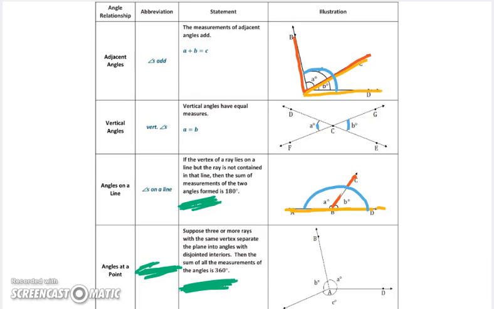Our last one here is angles on a point. Abbreviation, angles at a point. So again, I'm sorry, I forgot to tell you about angles on a line, the statement here. When we add those two angles together, we get 180 degrees. Okay, so let's suppose three or more rays with the same vertex. I'm going on to angles at a point. Suppose three or more rays with the same vertex separate the plane into angles with disjoint interiors. And the sum of all the measurements of the angles is 360 degrees.